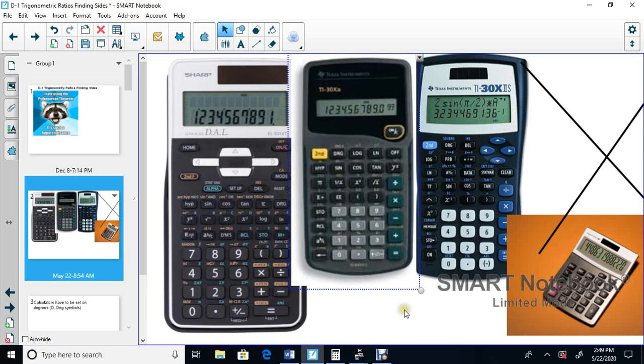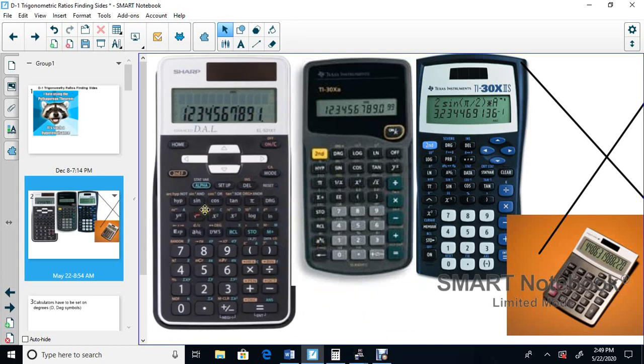Now, if it's not, you can either reset your calculator. There's sometimes a button in the back. Or you hit this button right here, a DRG button. You click on this DRG button, and you keep hitting that button until degrees show up.